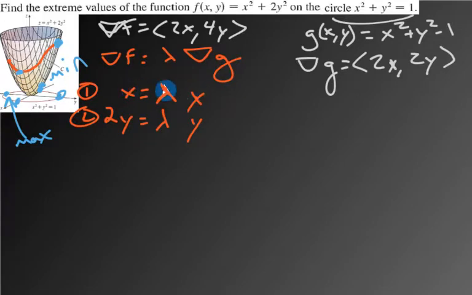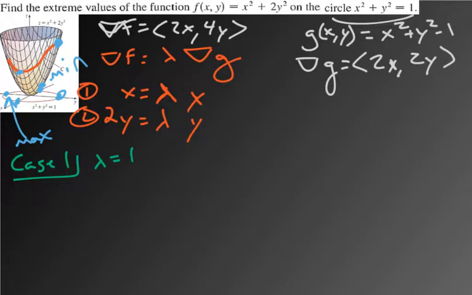So if you look at this first equation, there's basically 2 ways for this to be true. Either lambda can be 1, and then x equals x is true, or x could be 0, and then lambda can be anything, and you'll just get 0 equals 0. So you actually need to think of this in cases. Case 1, we'll do the lambda equals 1 case.